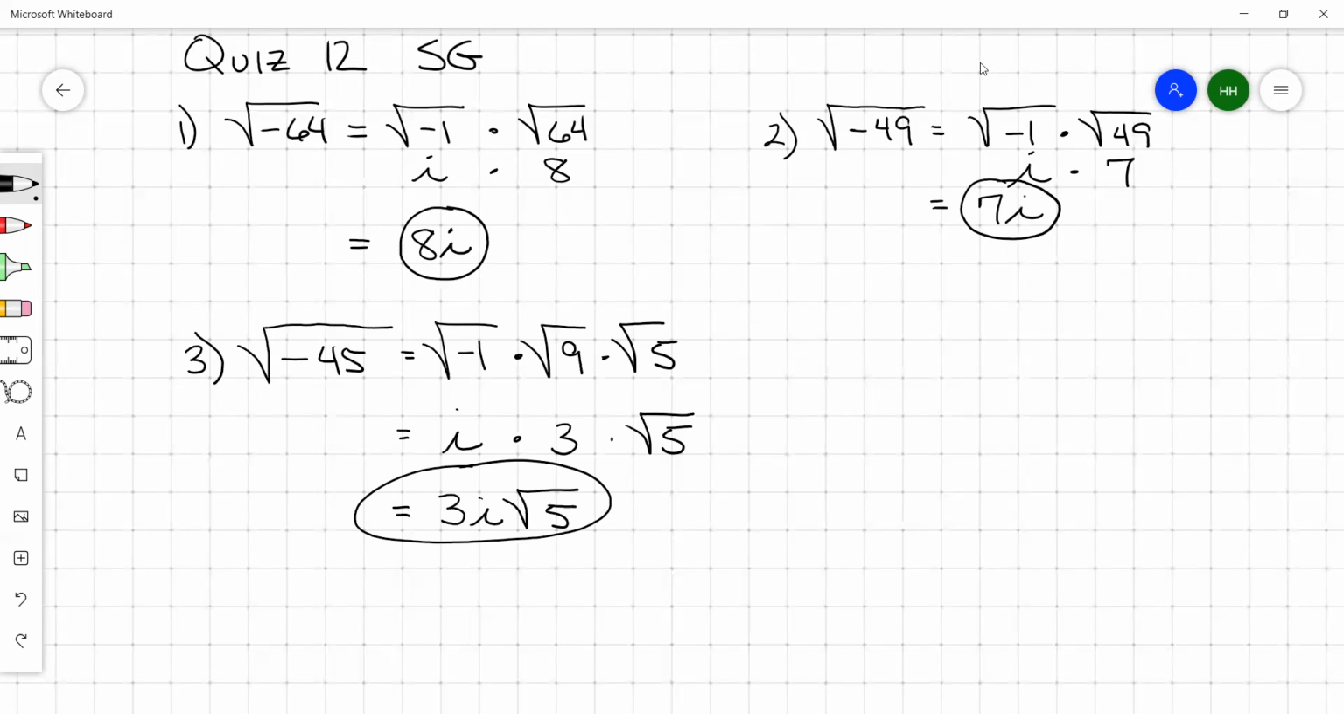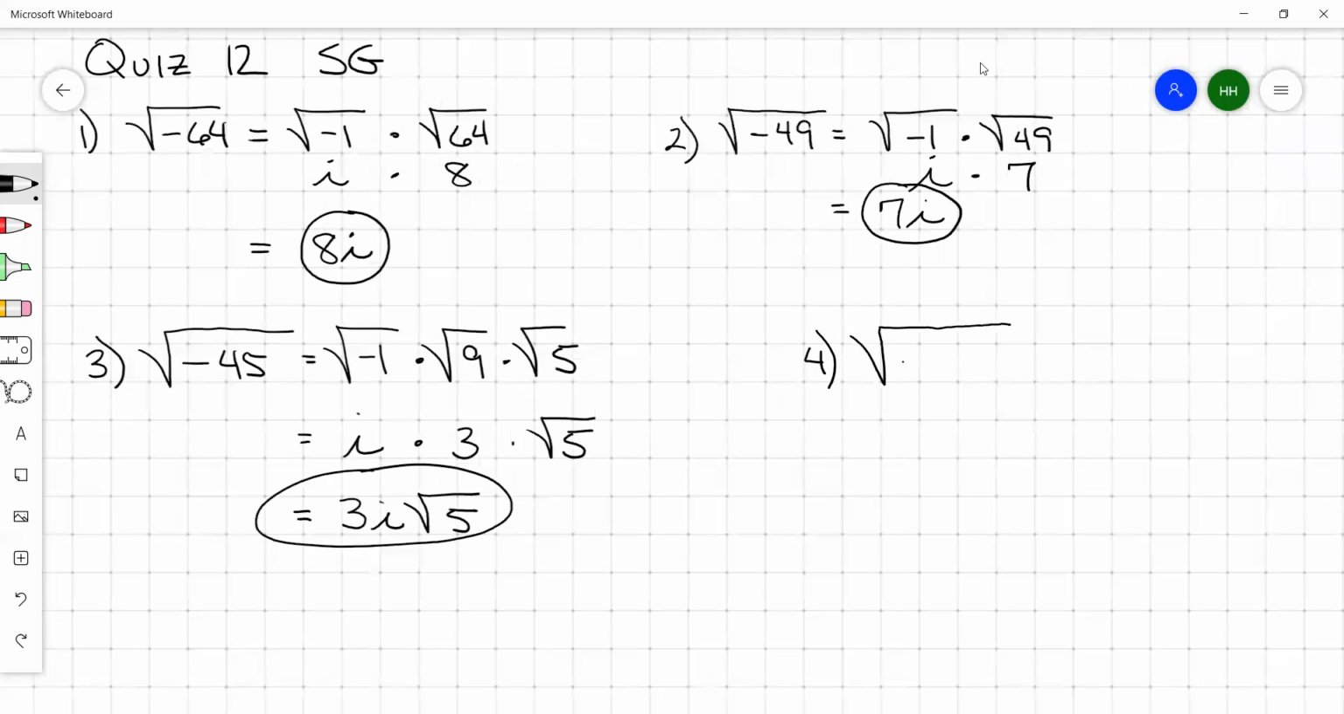And number 4, square root of negative 252. That's the square root of negative 1 times the square root of 252. The square root of negative 1 is equal to i.